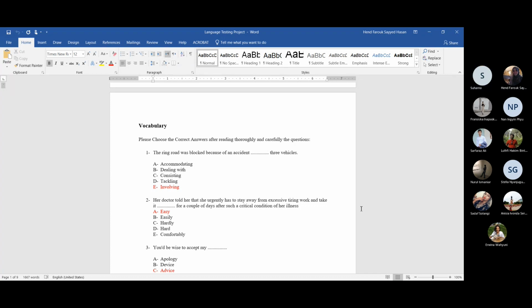Her doctor told her that she urgently has to stay away from excessive, tiring work and take it easy, easily, hard, comfortably for a couple of days after such a critical condition of her illness. Take it easy, yes.